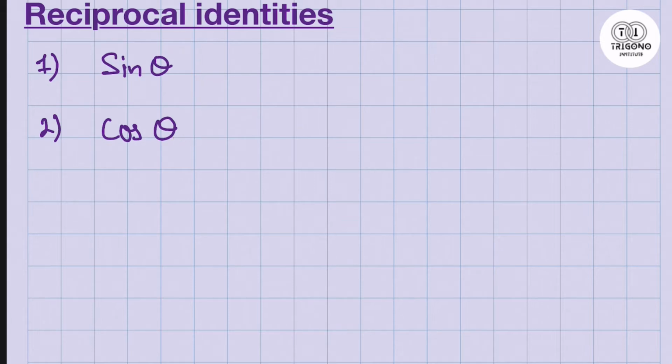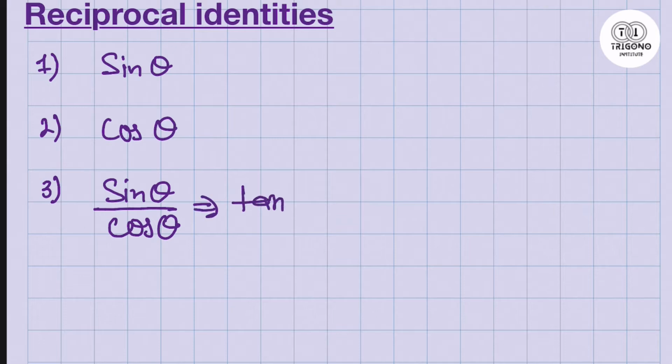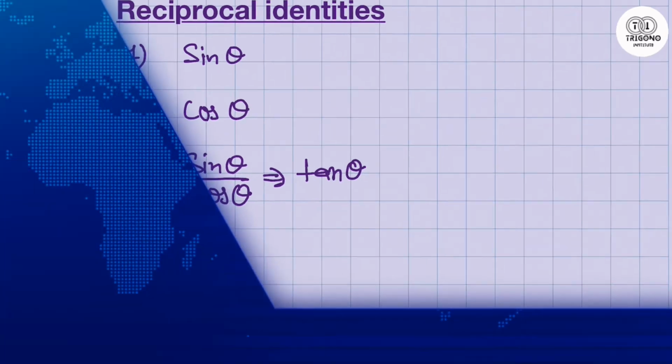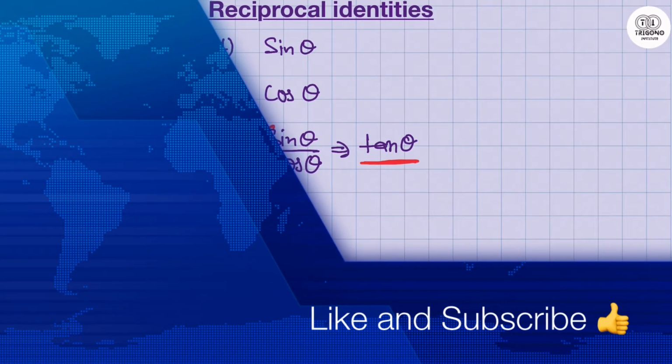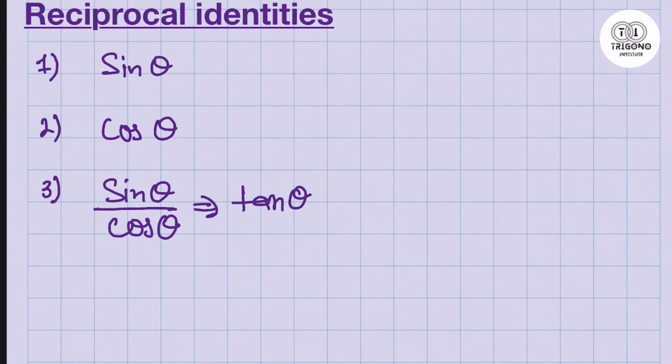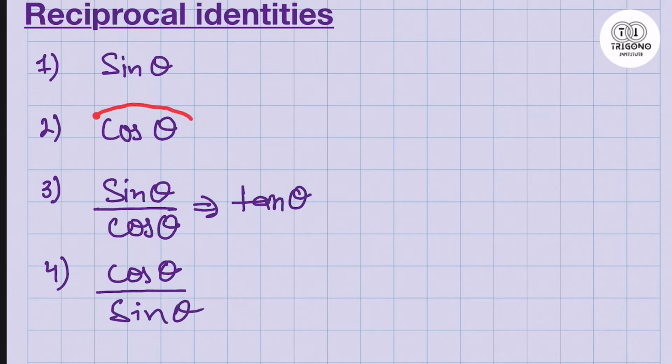It's very simple. If you divide sine theta over cos theta, it will give you another trigonometric ratio, that is tan theta. Tan theta is the ratio of sine theta and cos theta. The next one: if I divide cos theta by sine theta, I am just taking the reciprocal of sine over cos. In that case, it will give you cot theta. Tan theta and cot theta are reciprocals of each other.